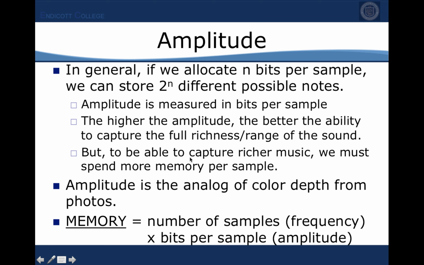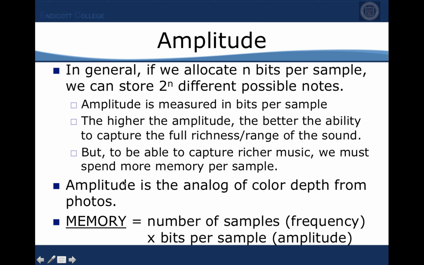But of course, the better I want to be at this, the more memory it's going to cost me. If I need to distinguish between a million different tones, n is going to need to be pretty big, which means I'm going to need a pretty large number of bits every time I take a sample. And as we talked about with the frequency, I might be taking millions of samples to record a song because I want to do a lot of them every second. So this is obviously going to add up.